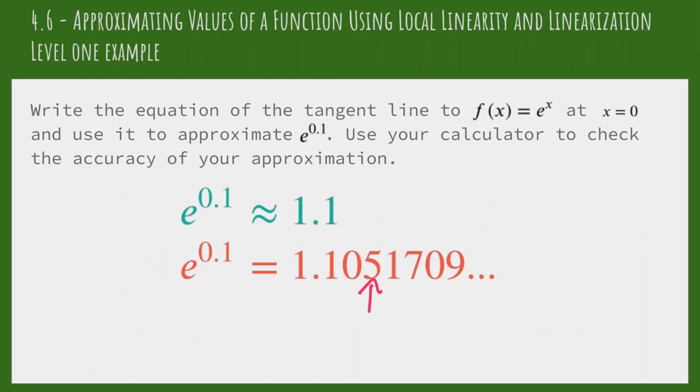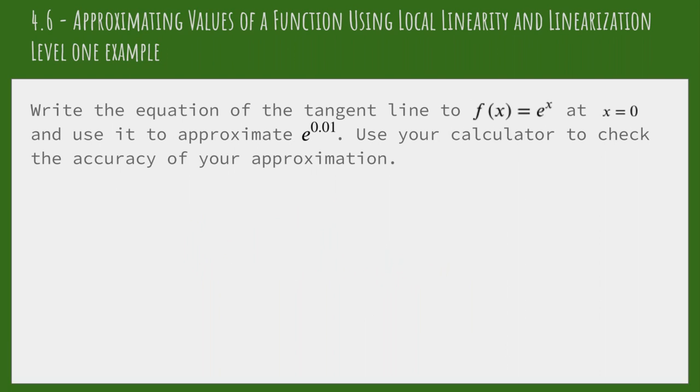Now, I mentioned in the introduction that the closer to the point of tangency we are, the more accurate our answer is going to be. So instead of approximating e to the 0.1, let's approximate e to the 0.01. So our tangent line is still y equals x plus 1. I'm not going to go through all the steps for finding that. So e to the 0.01 is going to equal 0.01 plus 1, or 1.01.